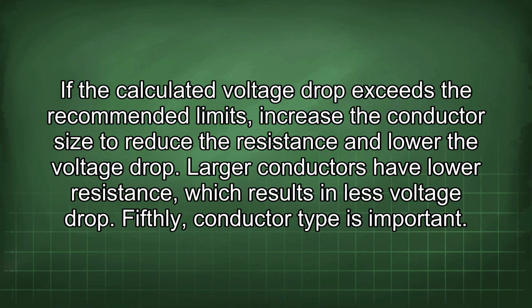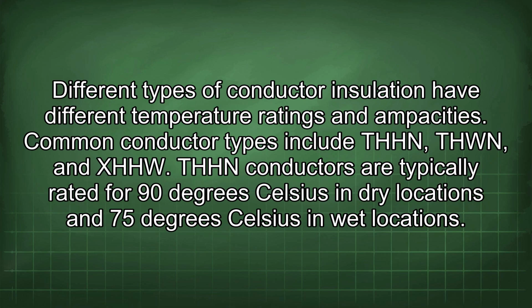Fifthly, conductor type is important. Different types of conductor insulation have different temperature ratings and ampacities. Common conductor types include THHN, THWN, and XHHW. THHN conductors are typically rated for 90 degrees Celsius in dry locations and 75 degrees Celsius in wet locations.